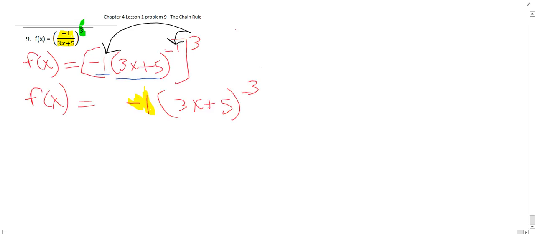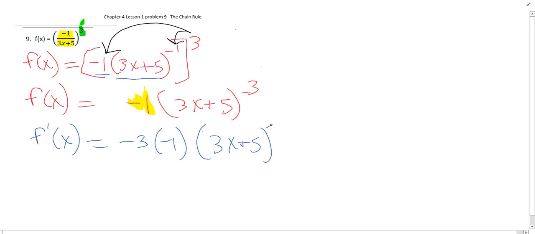So let's just go ahead and take the derivative, and we'll switch colors to blue to denote that we're changing here. So we have a negative 3 times the negative 1 that's already out there, and then we have 3x plus 5 to the negative third power minus 1 times the derivative of the inside, 3x plus 5, which is just 3.